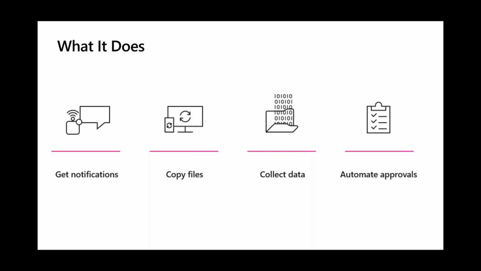Copy files. For example, you might get an email in with an attachment and you want to copy that file into your OneDrive for Business or into a SharePoint document library. Collect data. A good example there could be you're monitoring a Twitter feed, and anytime somebody tweets or retweets something, you want to take that and publish that into a SharePoint list, for example. And then obviously automate approvals.